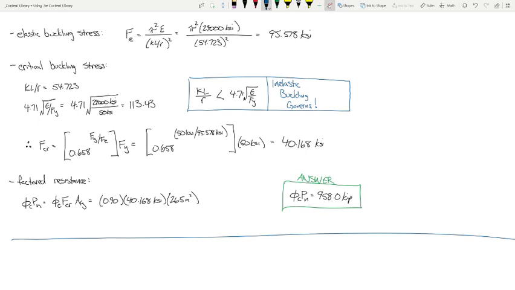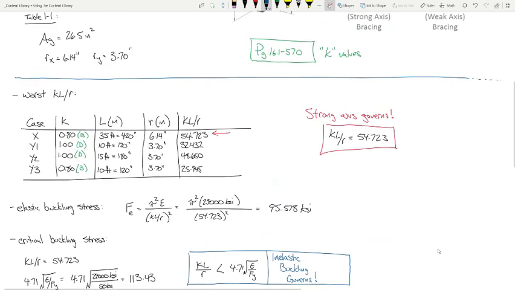Strong axis governs. Okay, so I just wrote down the capacity and I just wanted to note that the strong axis governed. And we figured that out up here by looking at the slenderness, okay? When we use the design aid in the manual, we're going to figure that out a different way, but we're going to get the same answer, okay?